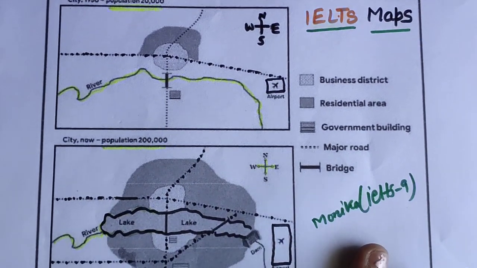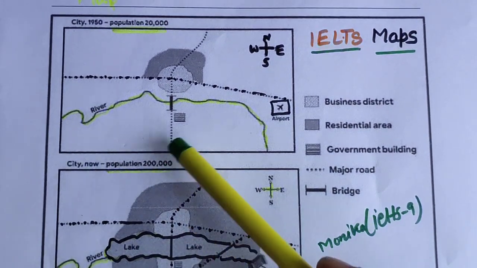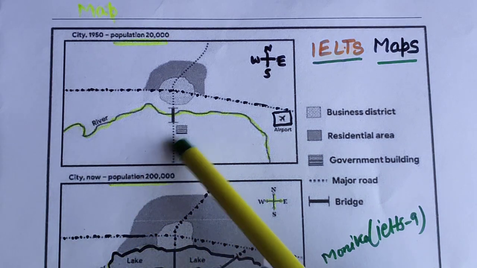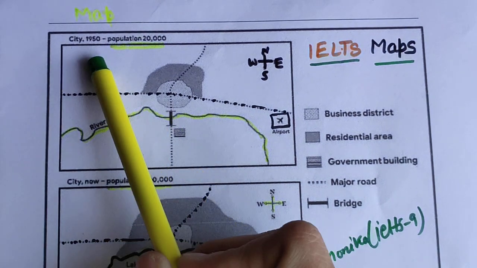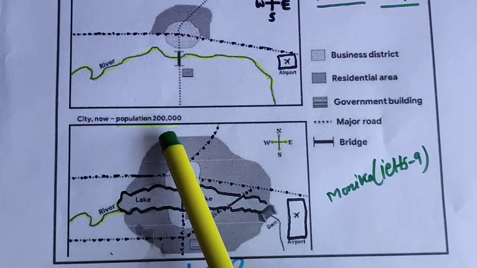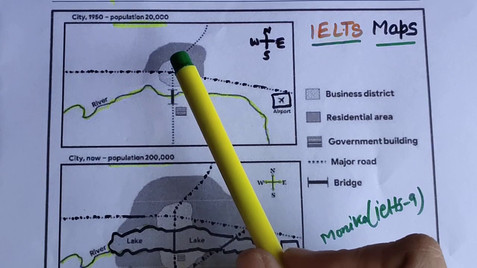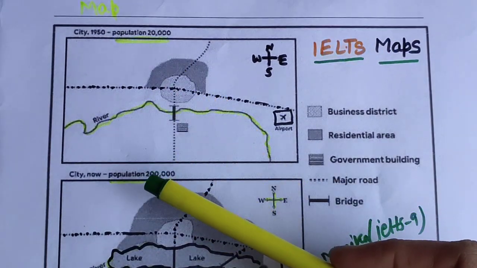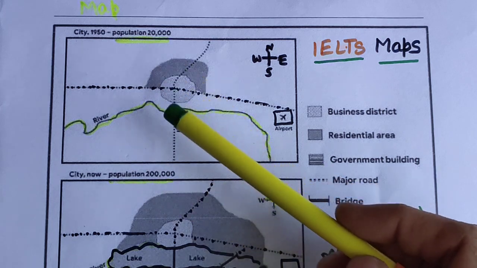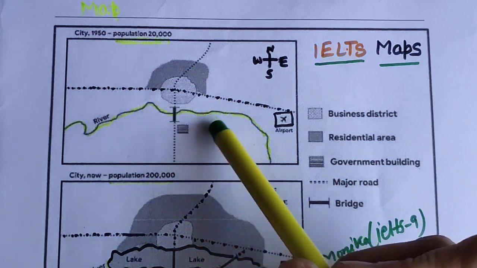Now before that, we will analyze the statement and these maps. How can we do it? Let's start. First, I can see the population is given as 20,000, and here we can see the population is 2 lakh. So there is a major difference, a tenfold increase in population from 20,000 to 2 lakh. Now, coming to the next one.